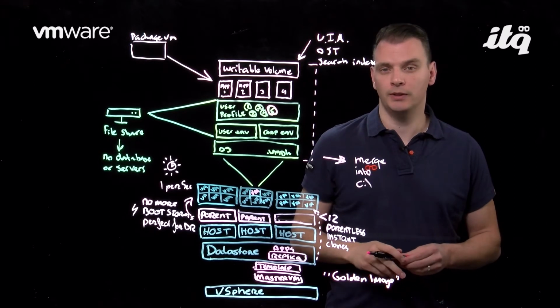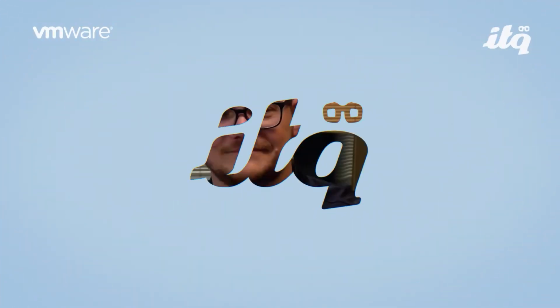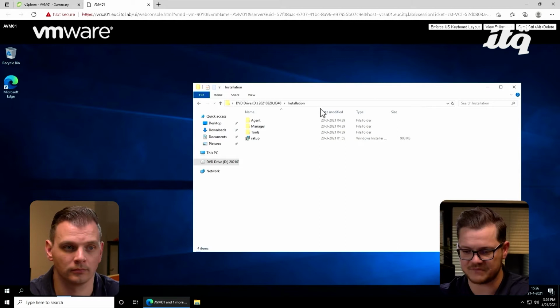Now let's go to Sander and he will show us how to install the App Volumes Manager. All right, great stuff. So we've already created a machine that we'll be using as our App Volumes Manager. That's the AVM01, which I have here. And I already have the App Volumes installer here.